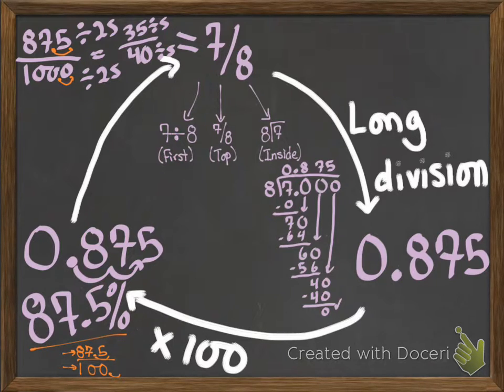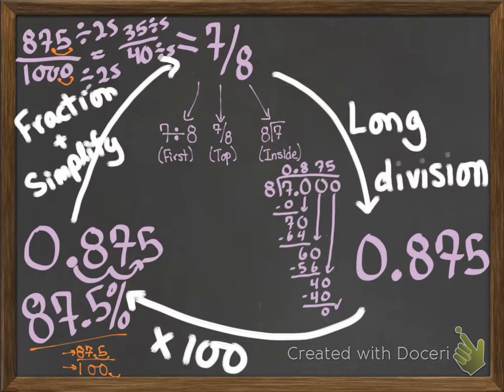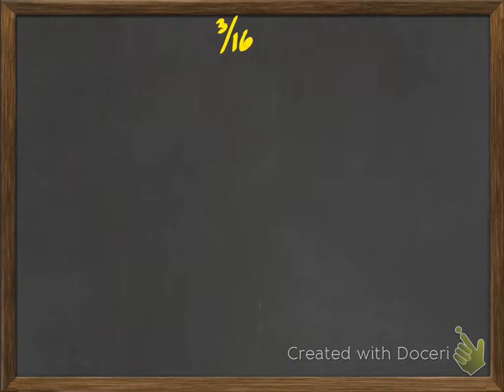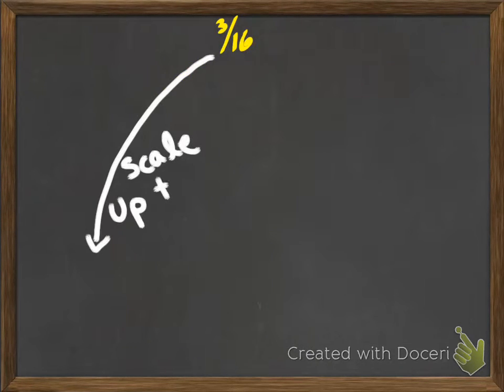All right? Now let's look at it using another path, okay? Oh, and then explanation. How do you go from a percent to a fraction? You're going to write it as a fraction over 100 and then simplify, okay? So now, let's say I give you the fraction 3/16. Let's go the opposite direction this time. How do you go from 3/16 to a percent?